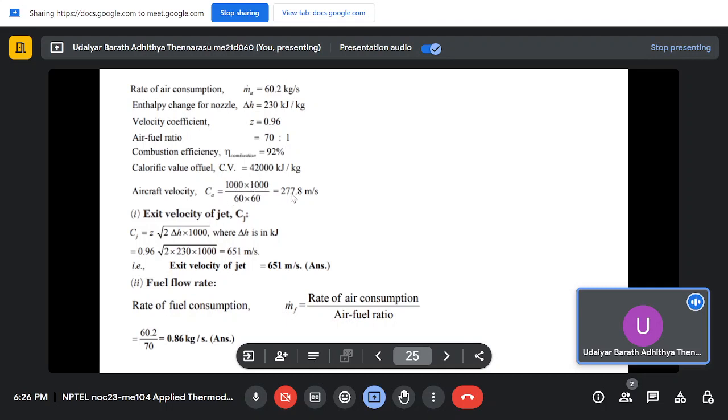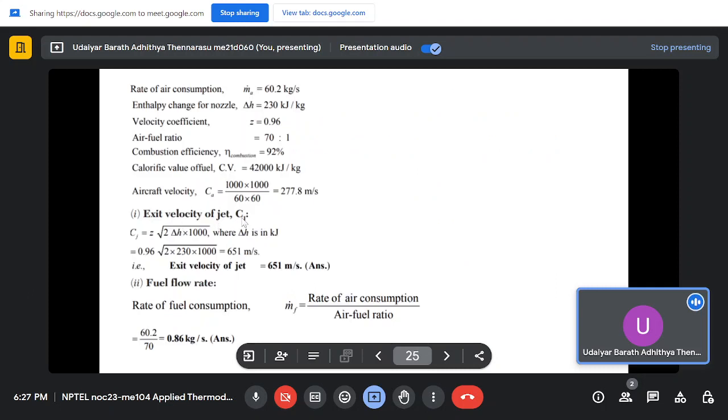So we'll convert it to meters per second. So 1000 into 1000 converting into meter, divided by 3600 or 60 into 60 to second. So it will give me 277.8 meters per second. So this is the aircraft velocity, or it will be equal to the velocity of air which is coming in to the engine. So these are all the parameters which we know. Then we need to calculate first the exit velocity of the jet.